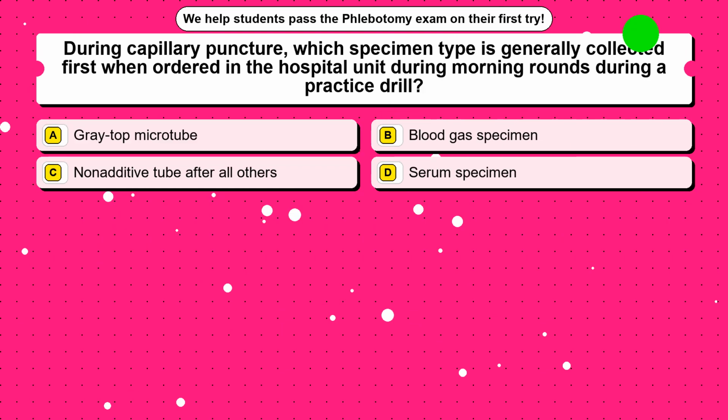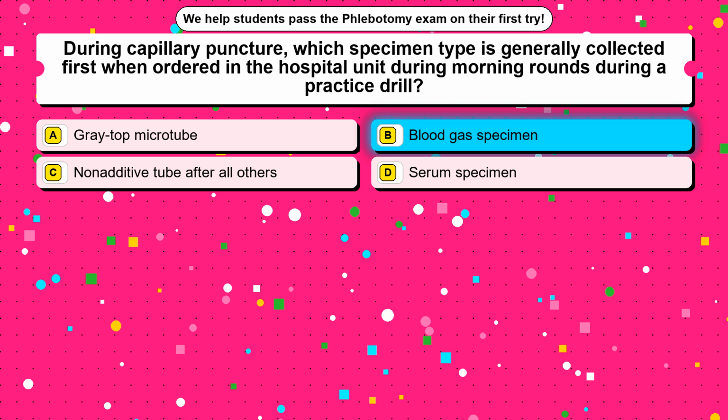Question 50. During capillary puncture, which specimen type is generally collected first when ordered in the hospital unit during morning rounds during a practice drill? Option A. Gray top microtube. Option B. Blood gas specimen. Option C. Non-additive tube after all others. Option D. Serum specimen. The correct answer is option B.